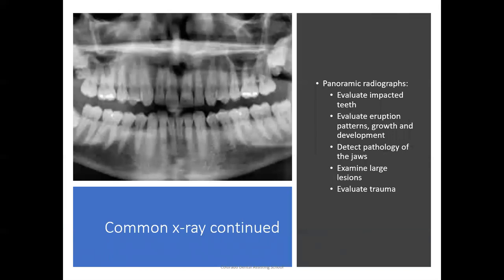This is an example of a panoramic radiograph. It is cut a little short on this film, I apologize. It should show all the way to the TMJ, which is your temporomandibular joint.